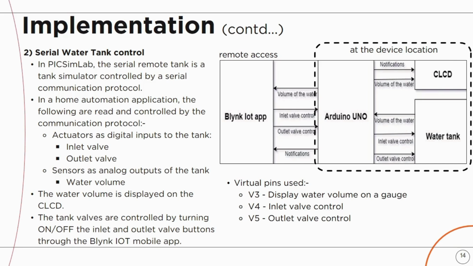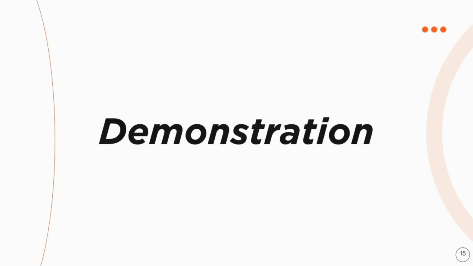The tank valves are controlled by turning on and off the inlet and outlet valve buttons through the Blynk IoT mobile app. Three virtual pins were used here as well, and they were V3 for displaying the water volume, V4 for inlet valve control, V5 for outlet valve control. Let us now look at a small demonstration of the project.